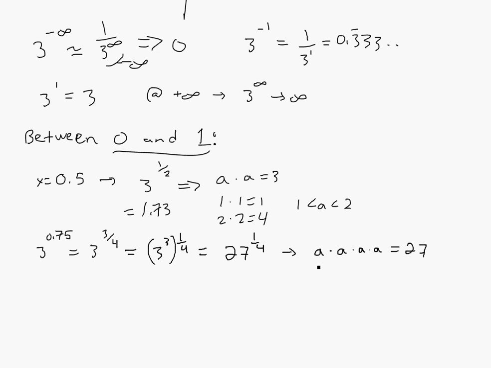So what would a be? Well, it can't be 2, because 2 times 2 times 2 times 2 equals 16. And 3 times 3 times 3 times 3 is going to be 81. So a is between 3 and 2, and it's going to be closer on the 2 side, so probably 2.1 or something.